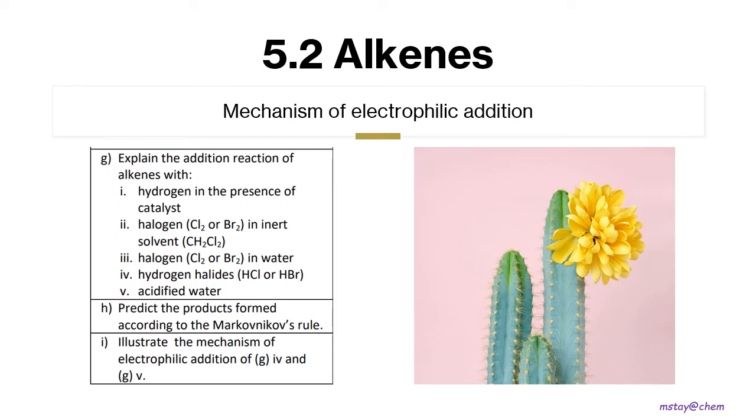In this video, we are going to focus on the mechanism of electrophilic addition. Even though we know that there are 5 reagents that can undergo electrophilic addition when they react with alkenes, according to the learning objective, we only need to focus on the mechanism for electrophilic addition for G4 and G5, which is when the alkene reacts with hydrogen halide and also acidified water.